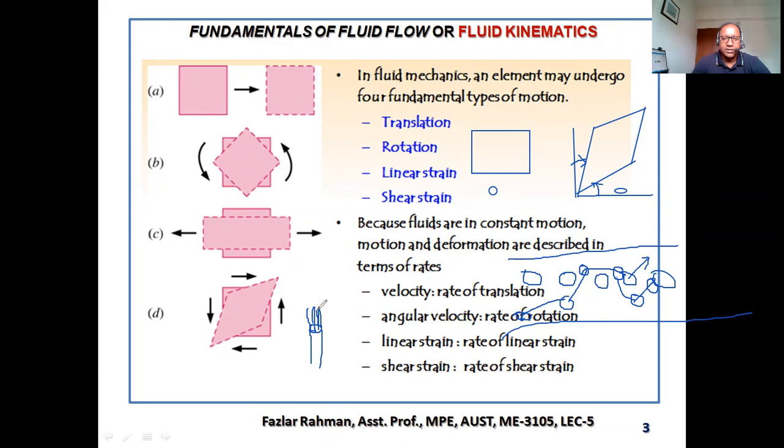But after a certain distance, you see the smoke is getting mixed together and flowing in a haphazard way. So this portion is called laminar flow, and this portion is called turbulent flow. But we'll explain it later more clearly, how the flow becomes turbulent and when the flow becomes laminar. Okay.